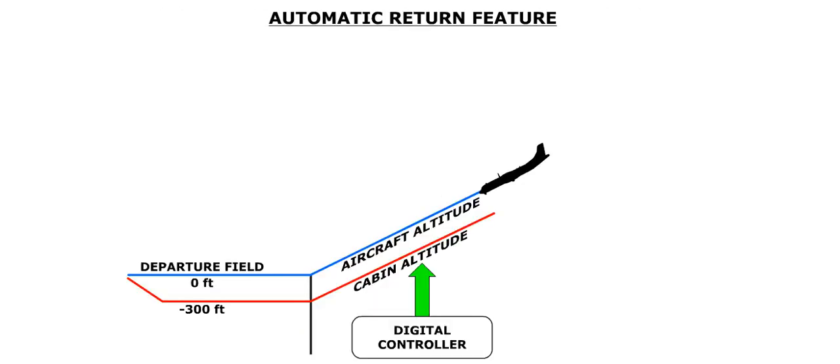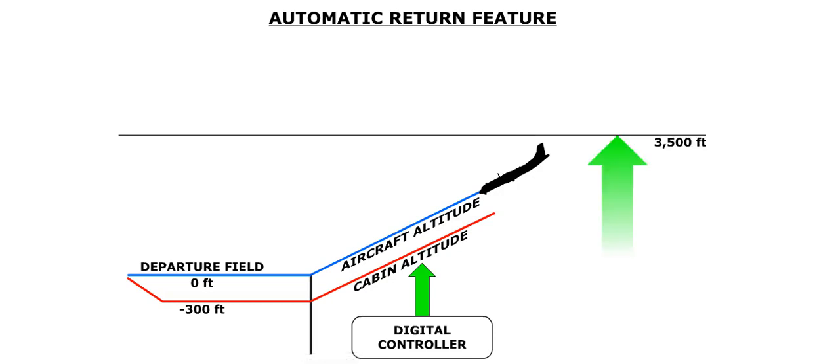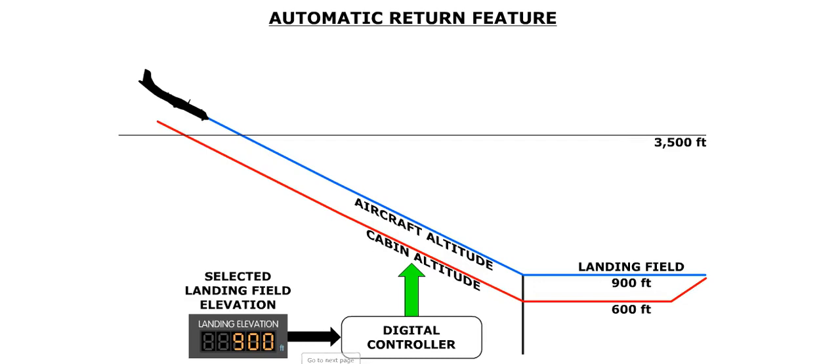In the event you need to return to the departure airport after takeoff, the digital controller will instead use the departure airfield elevation minus 300 feet as the target cabin altitude for landing. This is called the automatic return feature. This feature is available up until the time the aircraft climbs 3,500 feet above the departure field elevation. At that point, the controller will use the landing field elevation that was set during the pre-flight.